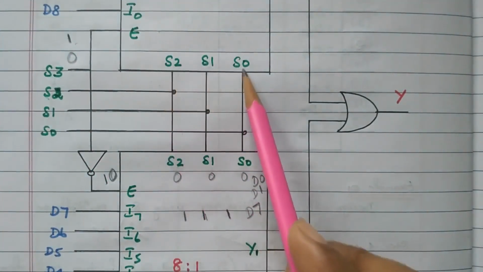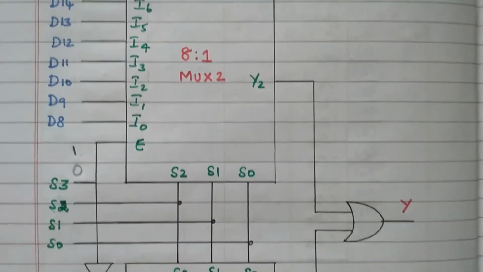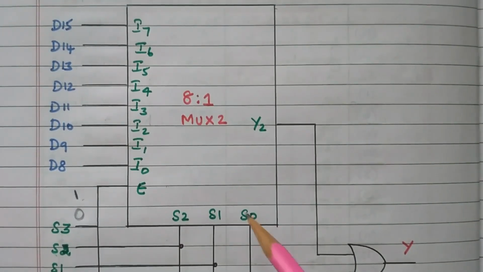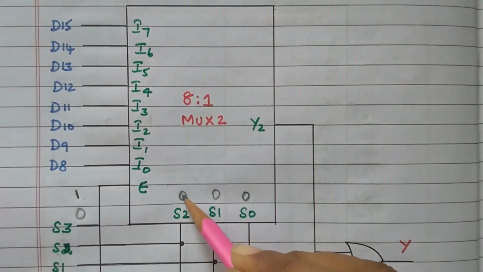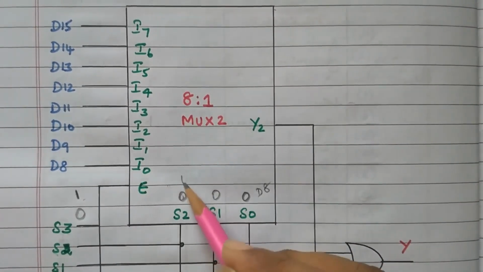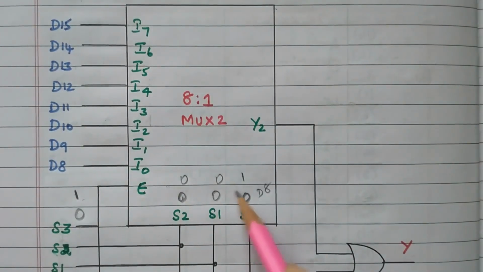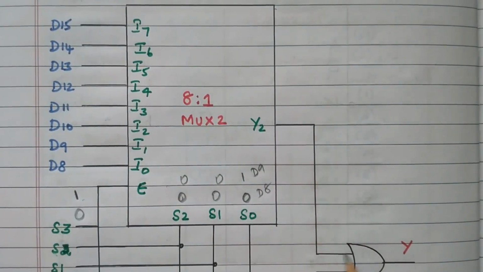Now based on the selection lines, any one of the inputs will be transferred to the output, right? Again here also the same thing: 0 0 0 means the data D8 will be transferred. 0 0 1, because of 3 bits there are 8 combinations available, means the second one, D9, will be transferred, that is available at Y, which is given to the OR gate, and it is available as the final output.